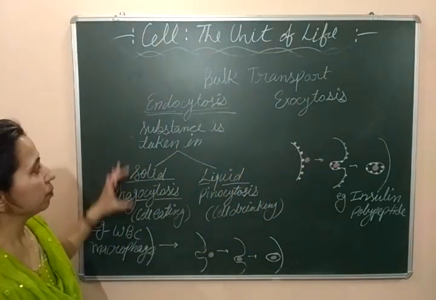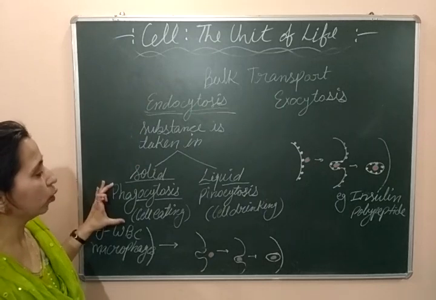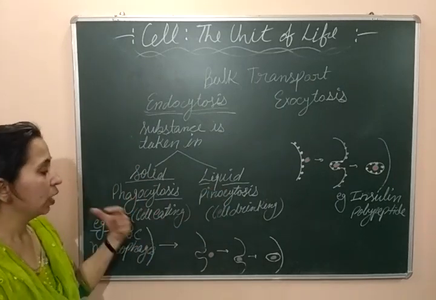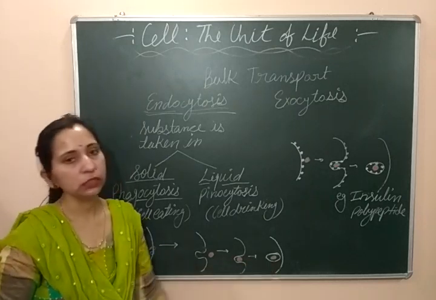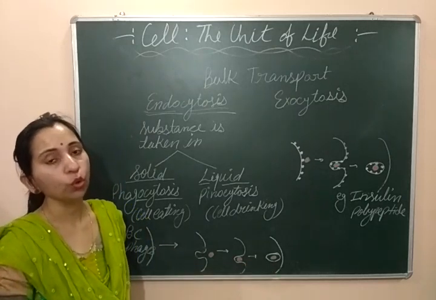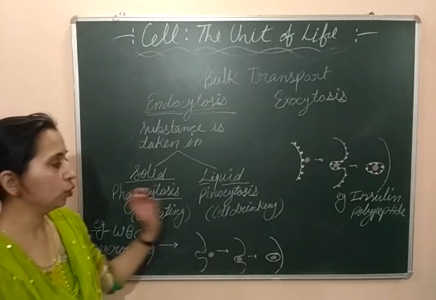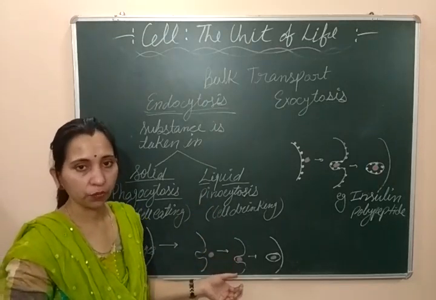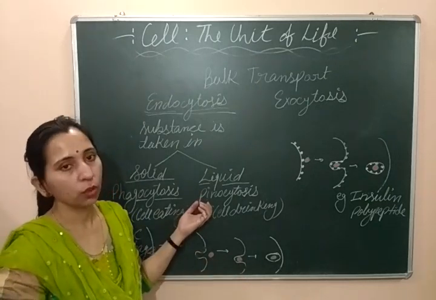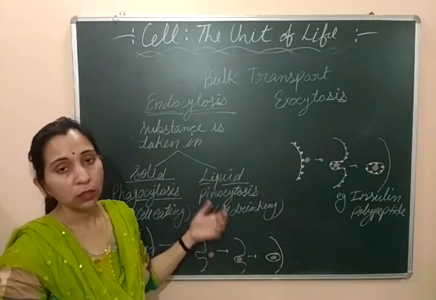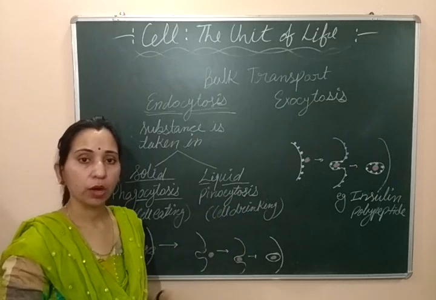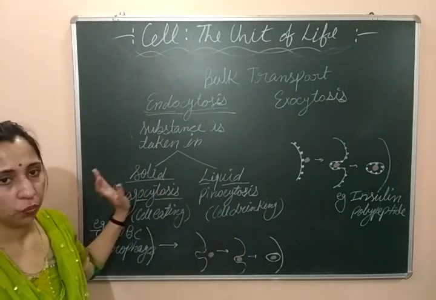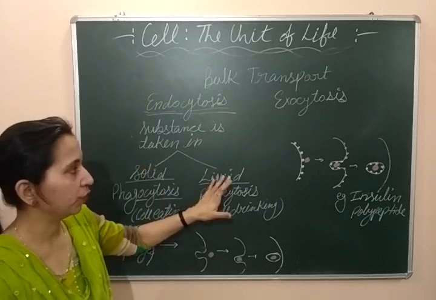Now this is about endocytosis, which is phagocytosis or pinocytosis. In the case of phagocytosis, vesicles are formed and these vesicles are known as phagosomes. In the case of pinocytosis, when the substance is in the form of liquid, the process is known as pinocytosis, and the vesicles which are formed are known as pinosomes. It depends on the nature of the substance, whether it is solid or liquid.